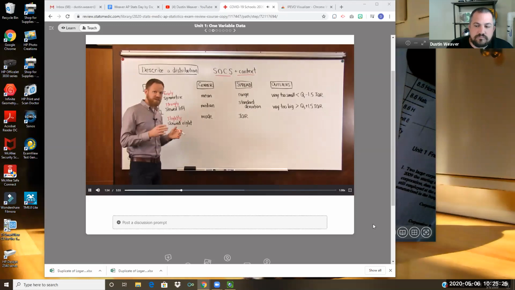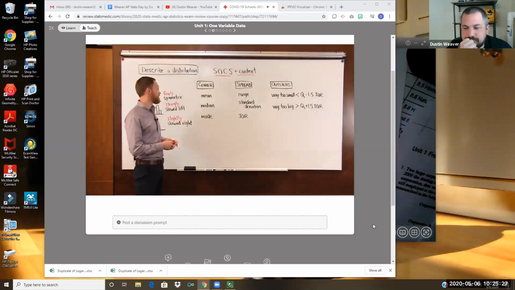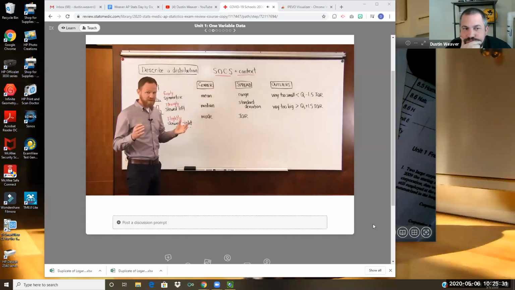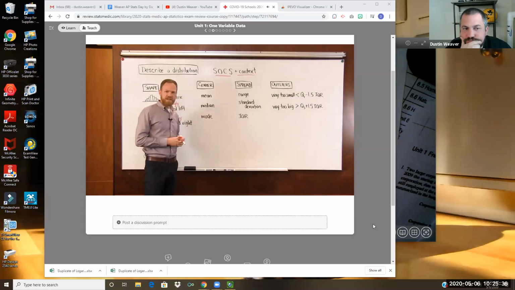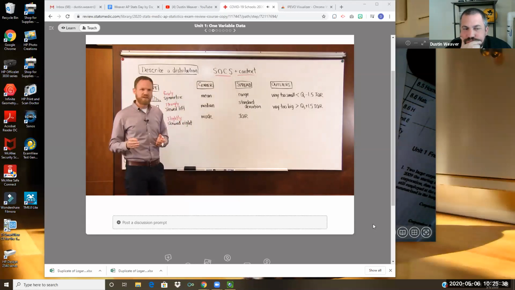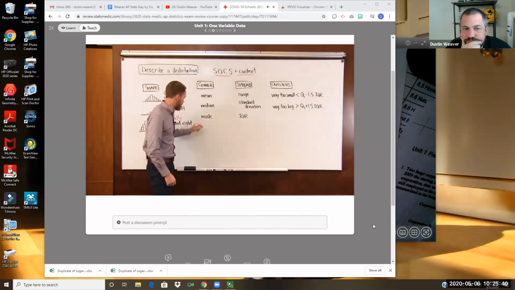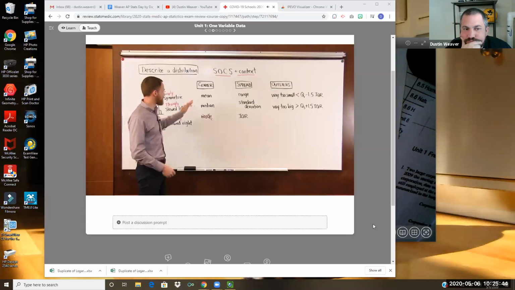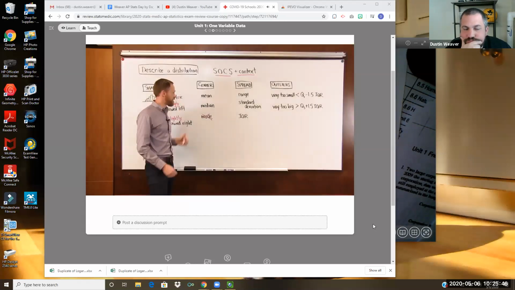Now when it comes to describing the center of a distribution, it's likely that you probably learned mean, median, and mode together, maybe even in middle school. Well, the reality is that the mode is not necessarily a good measure of center, because we don't always know where the mode is going to end up. So we don't suggest that as a measure of center. So let's just stick to the mean and the median.